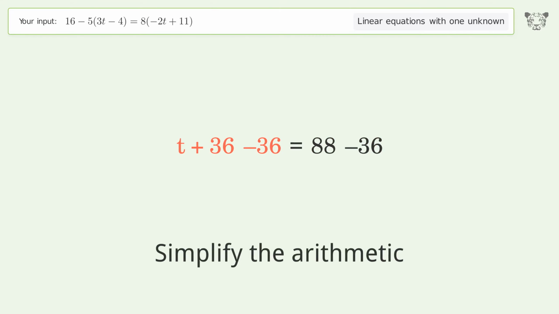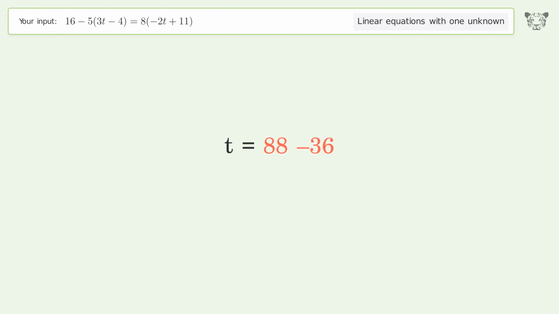Simplify the arithmetic. And so the final result is t equals 52.